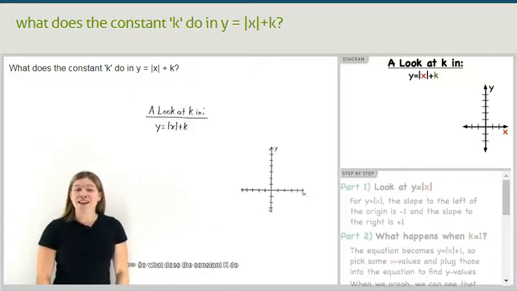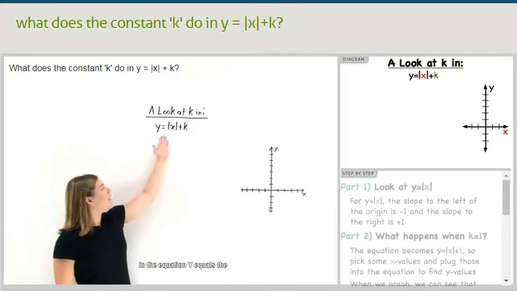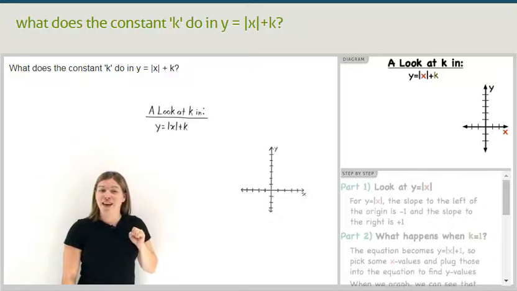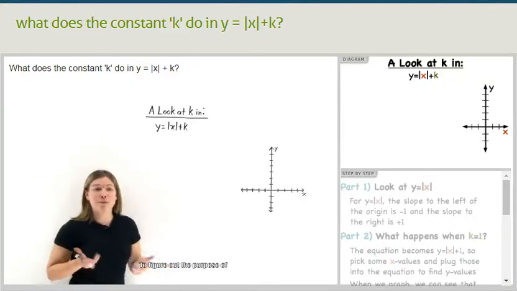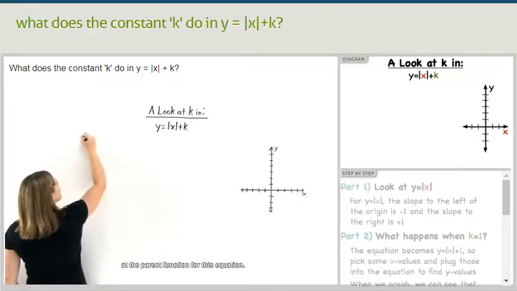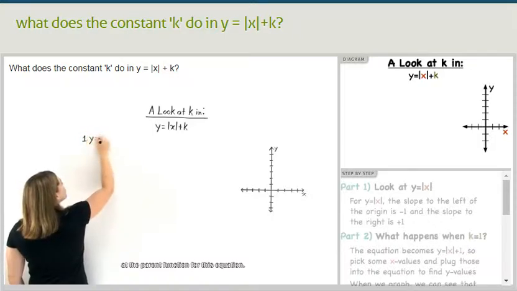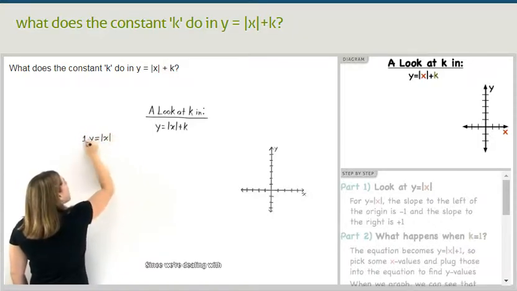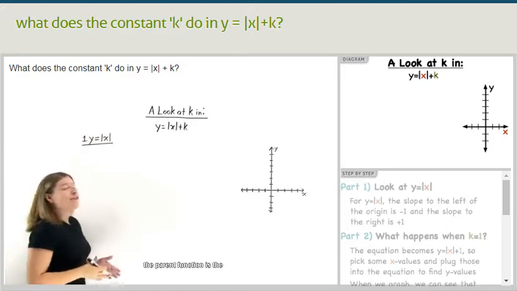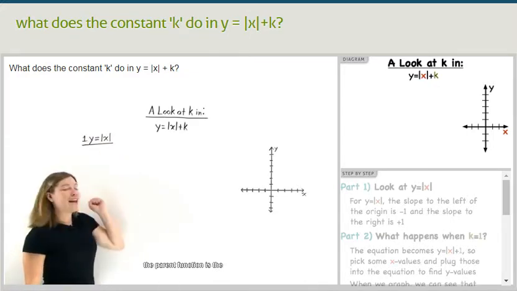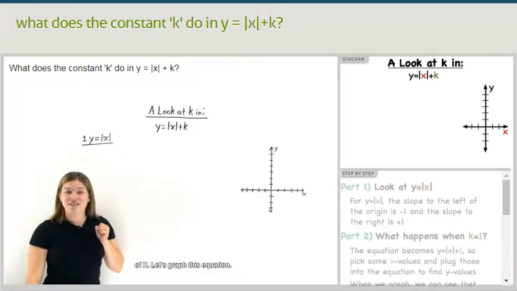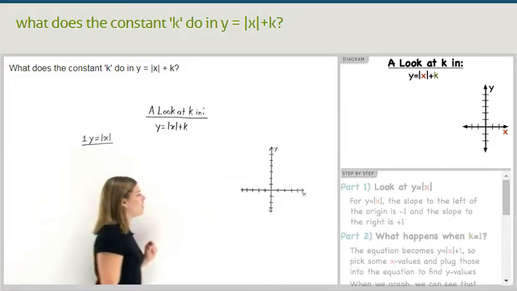So what does the constant k do in the equation y equals the absolute value of x plus k? To figure out the purpose of this k, let's start by looking at the parent function for this equation. Since we're dealing with an absolute value equation, the parent function is the equation y equals the absolute value of x. Let's graph this equation.